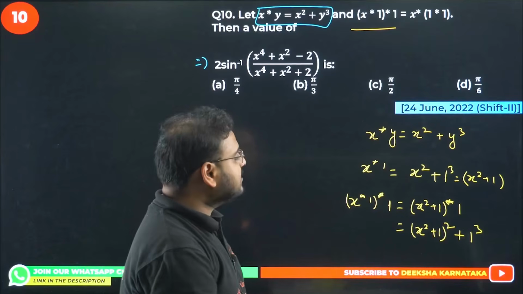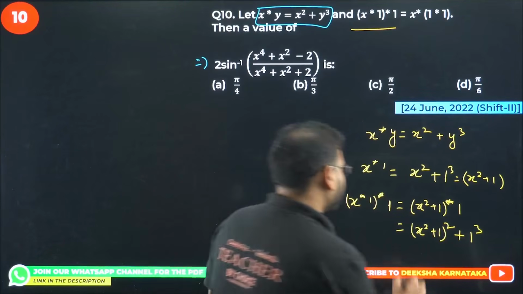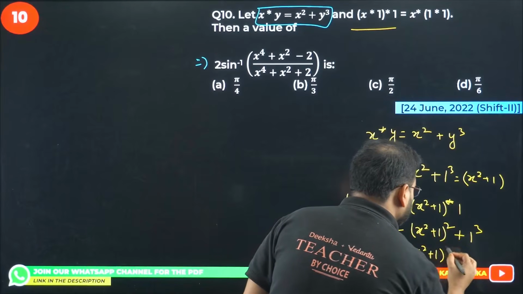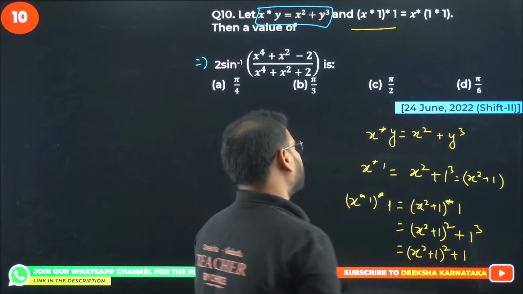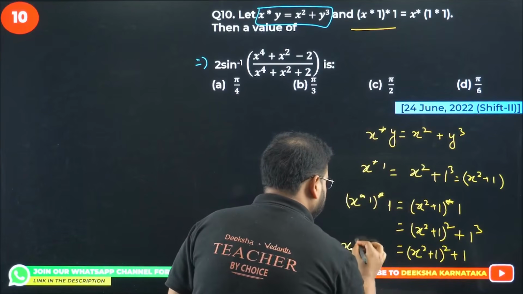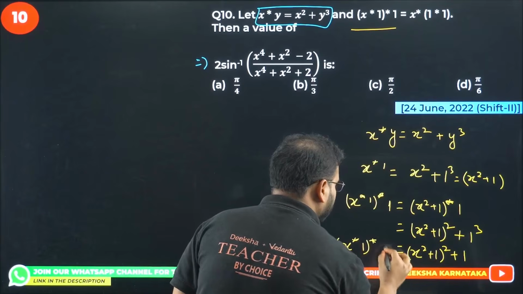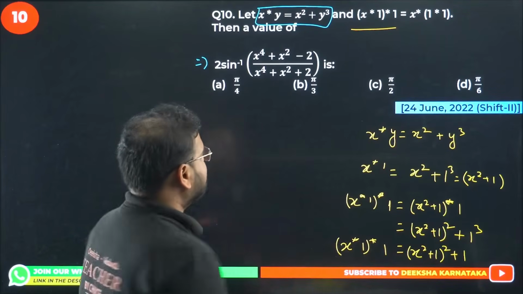x square plus 1 the whole square plus 1. Okay, this is my value. x square plus 1 the whole square plus 1. This is your condition of this. x asterisk 1 asterisk 1. Okay, let's move on to the next step.